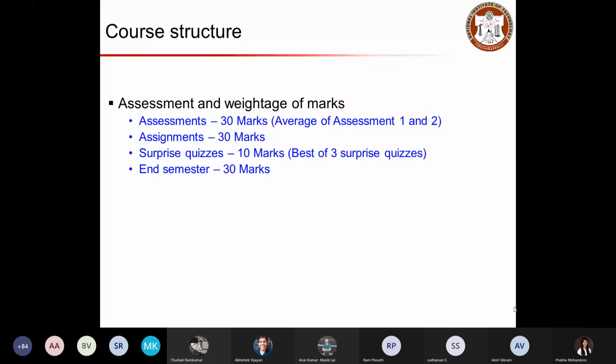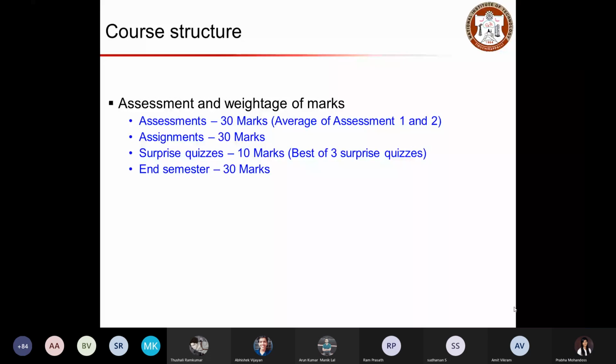So projects will be allotted in groups of 4 or 5 to look at the assigned project, and then surprise quizzes will be conducted once every 4 weeks or 3 weeks, or at the end of every module. So the best of three surprise quizzes will be taken, and there will not be any compensation quizzes for a surprise quiz.